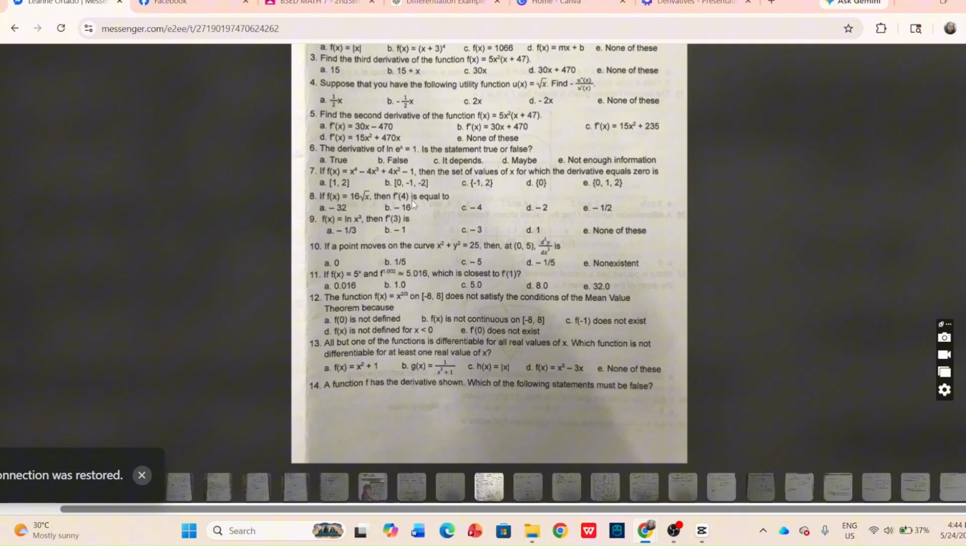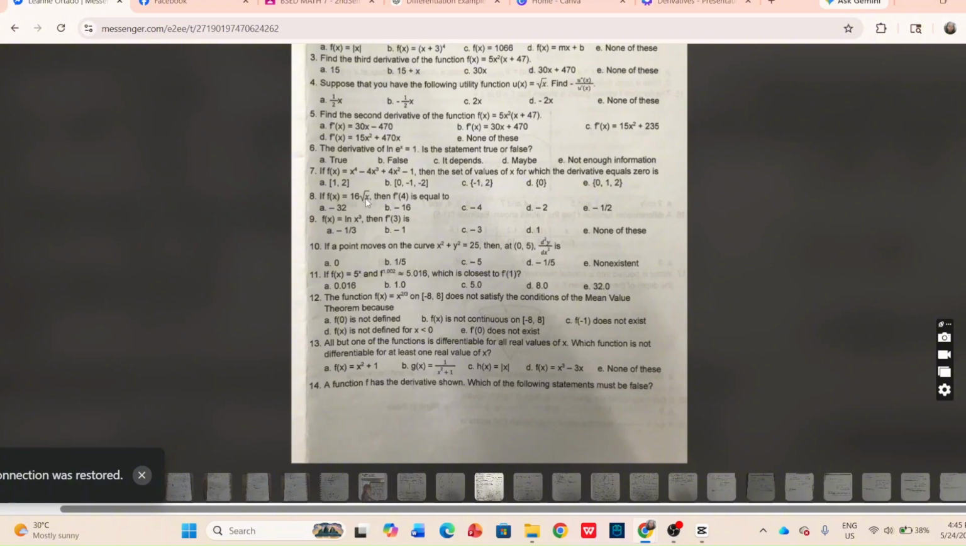So before we can substitute 4 into the function, we will first get the second derivative of 16 square root of x. We all know that this function, which is 16 square root of x, can be written as 16x to the power of 1 half. And its first derivative is simply 1 half times 16, that's 8x to the power of negative 1 half, since we have subtracted 1 from 1 half. Therefore, the first derivative of 16 square root of x is 8x to the power of negative 1 half.